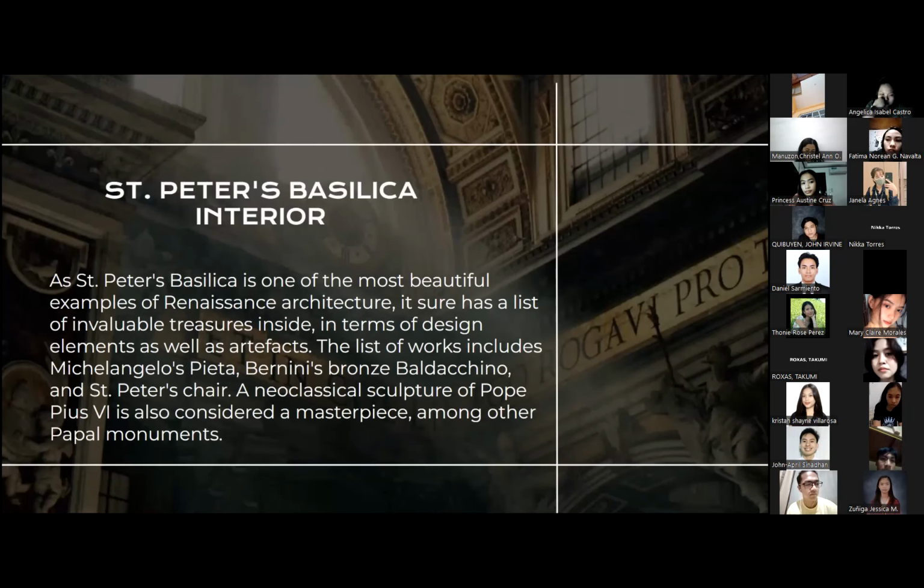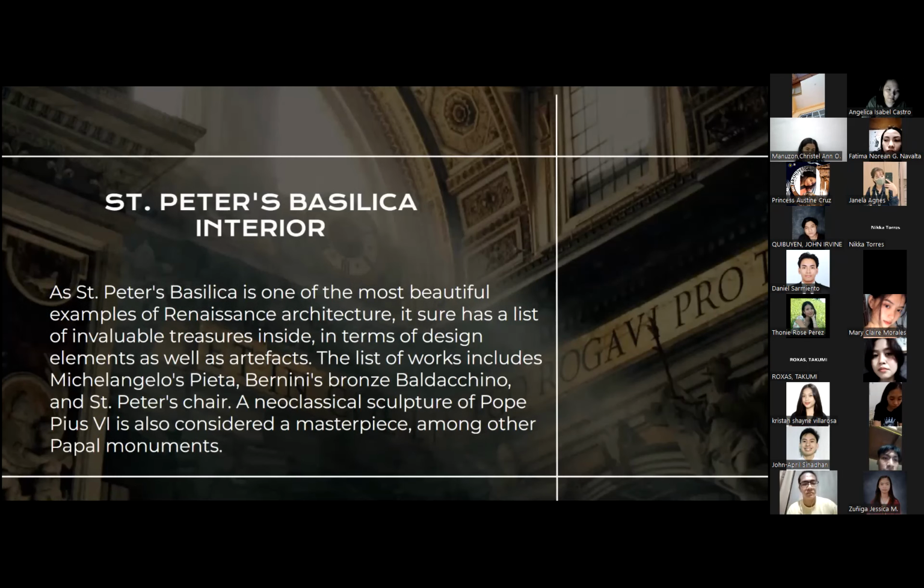St. Peter's Basilica interior. As St. Peter's Basilica is one of the most beautiful examples of Renaissance architecture, it sure has a list of invaluable treasures inside in terms of design elements as well as artifacts. The list of works includes Michelangelo's Pieta, Bernini's bronze baldacchino, and St. Peter's chair. A neoclassical sculpture of Pope Pius VI is also considered a masterpiece among other papal monuments.